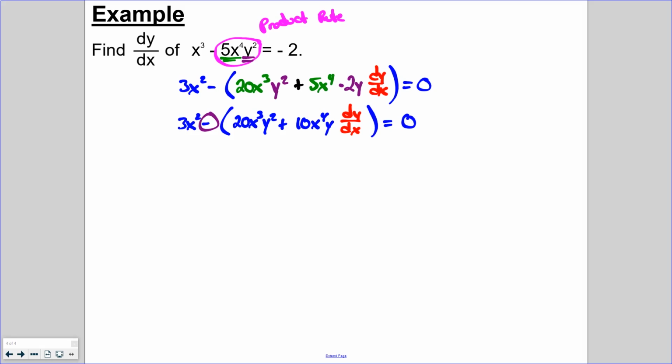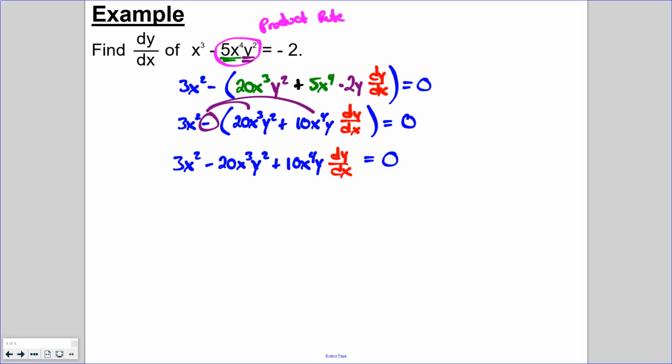Now we can take this pesky subtraction sign and distribute it into both of the terms. Again, that's why we used the parentheses there, to remind ourselves to do that. And that's going to leave us with 3x squared minus 20x cubed y squared plus 10x to the fourth y times dy dx, and that is going to equal 0.